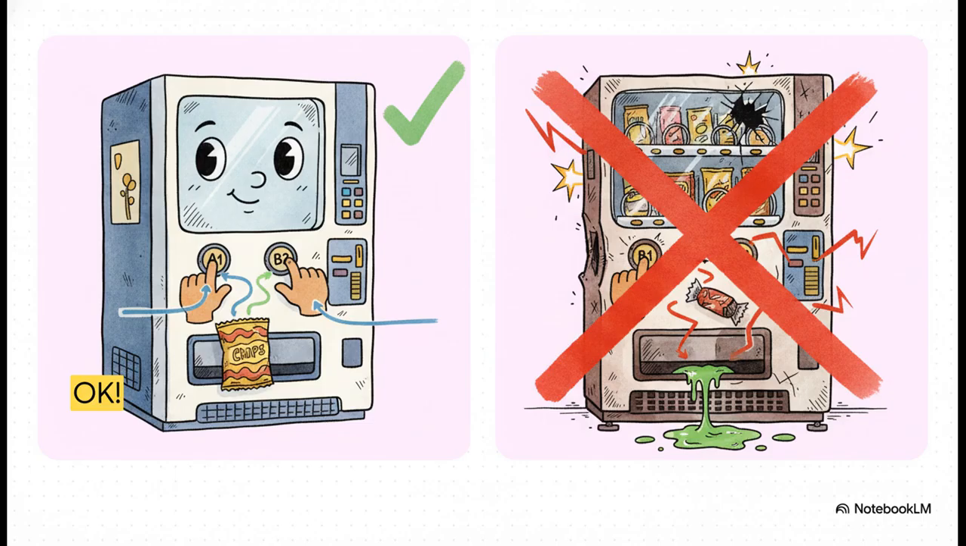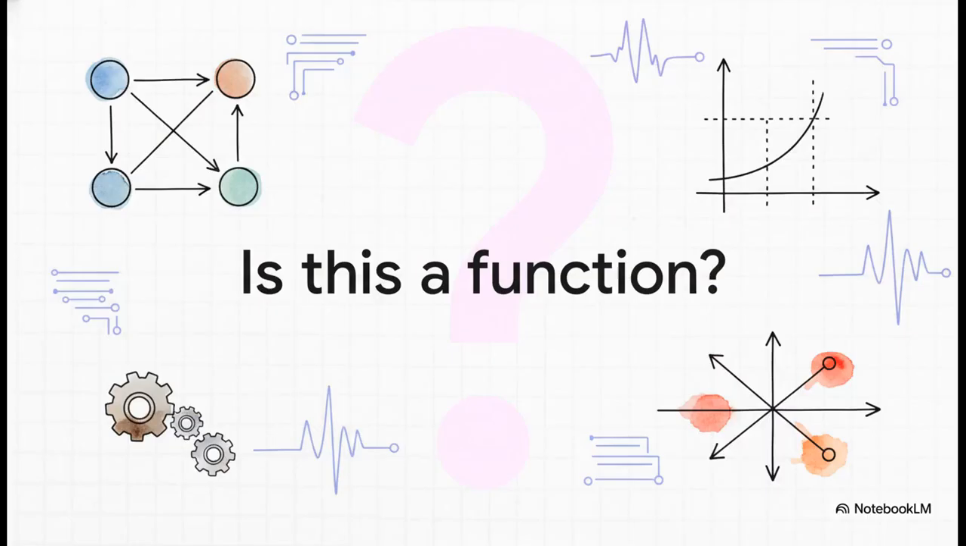But look at the machine on the right. This thing is busted. You press B1 and get candy. Awesome. But the next time you press that same button, B1, you get slime? No way. That's unreliable. One button can't give you two different things. And that, right there, is the entire rule. Got it? Good. Let's put this rule to the test.